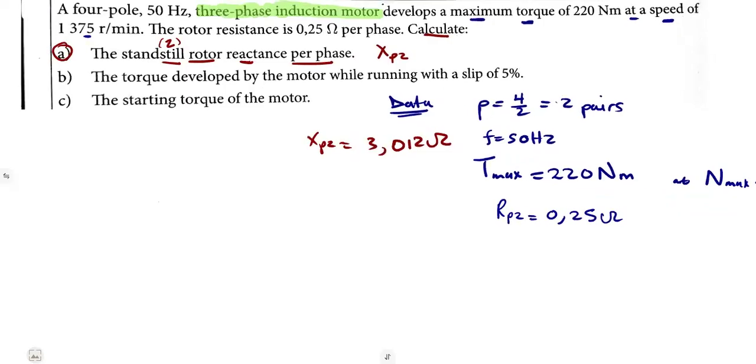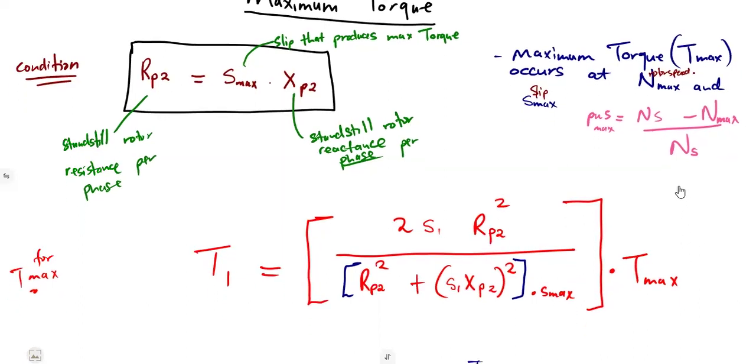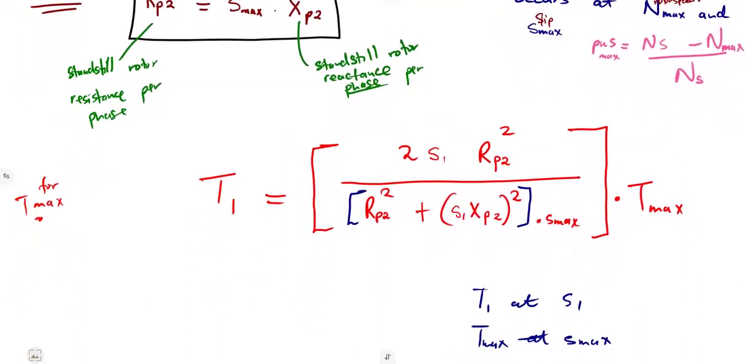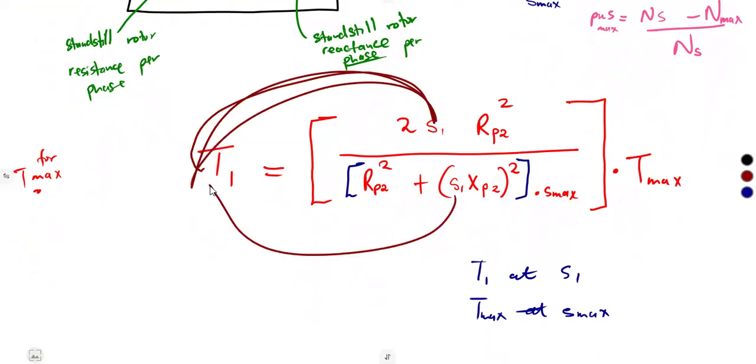They are saying here, B, the torque developed by the motor while running with a slip of 5%. I want us to get the understanding of our T1. It is not a maximum torque T1, but it is a torque that happens at a certain slip. When we have T1, this is supposed to be the slip affecting T1. So that is the condition.